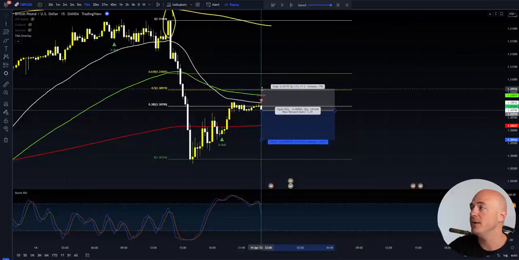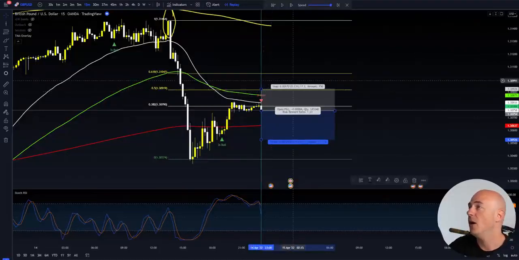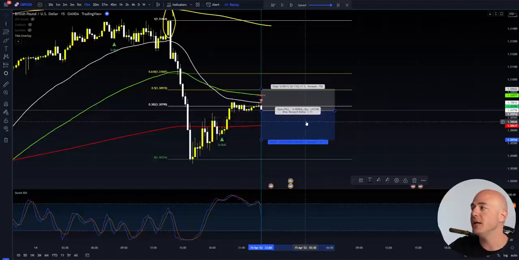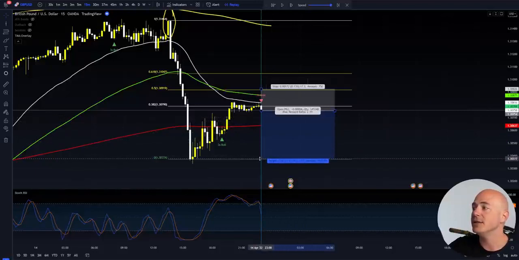You can even do the 50 level on the Fibonacci tool. On a 15-minute time frame, that's a 17 pip stop loss, and that is perfectly acceptable. Now, before you actually enter your trade, you need to see if your take profit area is going to be good enough to actually take the trade.